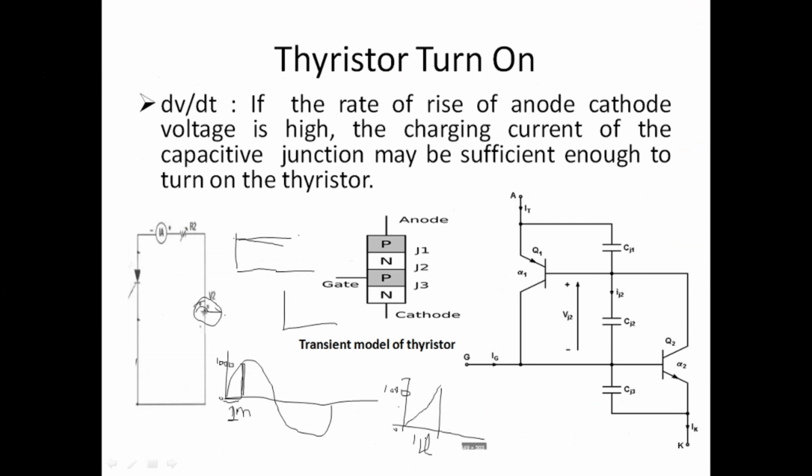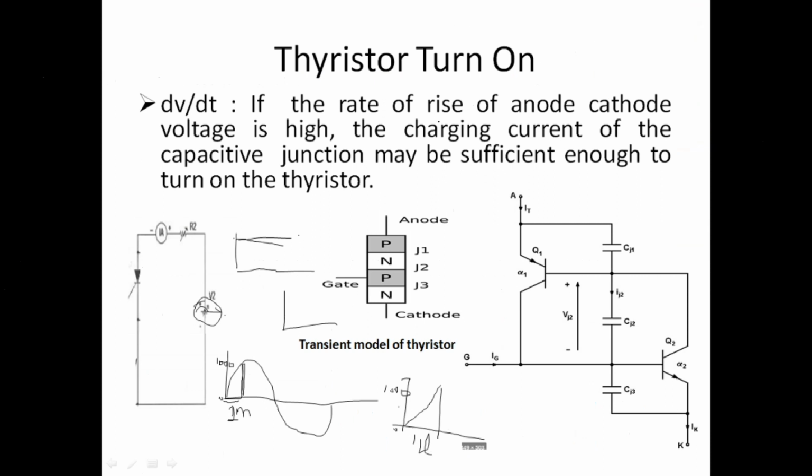So we need to investigate what is the reason for such turn on. Why will the SCR turn on if a very high variation in the applied voltage happens in a short duration, and what is the reason for that? That we need to investigate. Okay, so this is the situation I have analyzed and clarified.